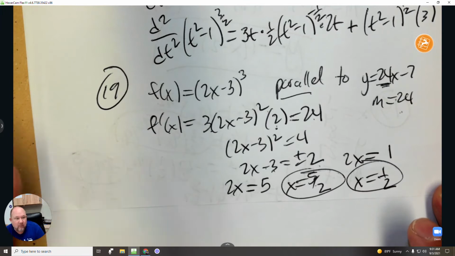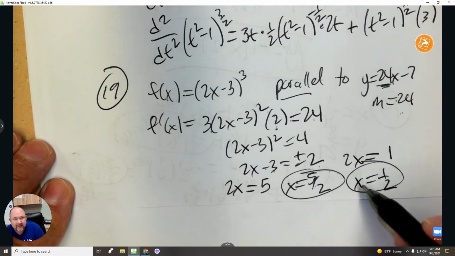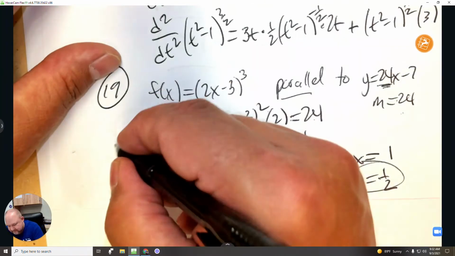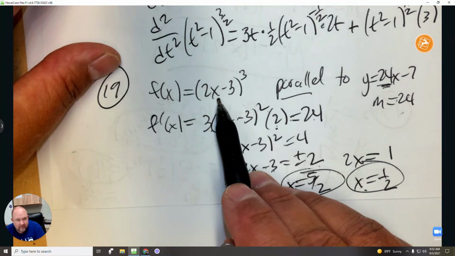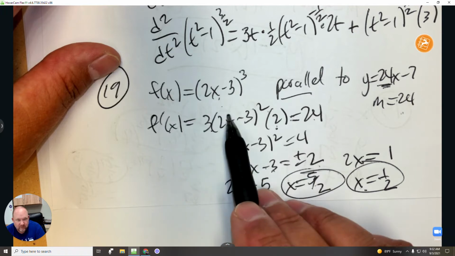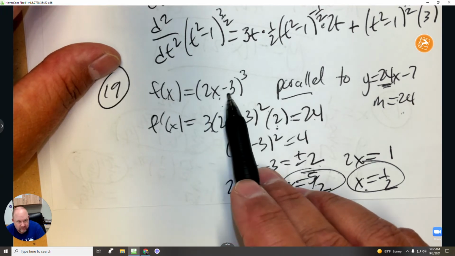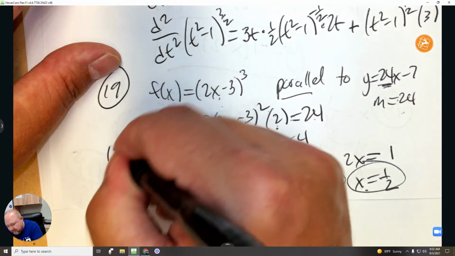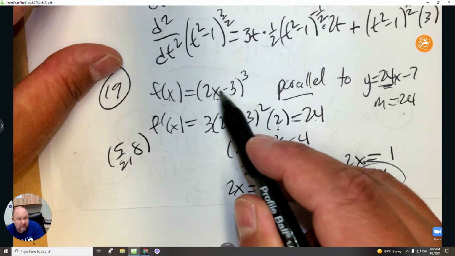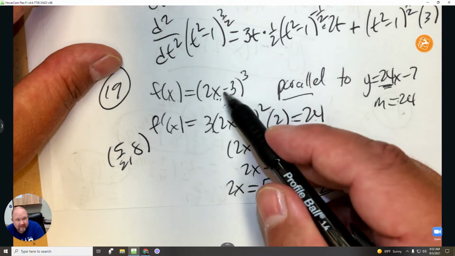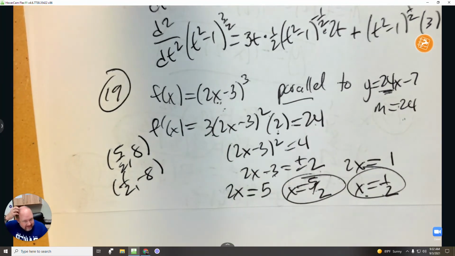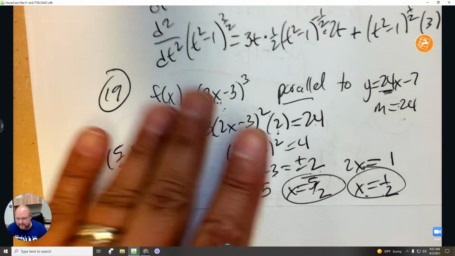And then it asks for the point that goes with it. So those are the x coordinates that we're looking for. The point, you'd have to substitute back in. So if I plug in 5 over 2 here, the 2's cross out, 5 take away 3 is 2, and 2 cubed is 8. So 5 over 2 would give you the answer 8. 1/2, if you plug it in, the 2's cross out, you get negative 2 when you subtract. Negative 2 cubed is negative 8. So those are the two points right there: 5 over 2, 8, and 1/2, negative 8.